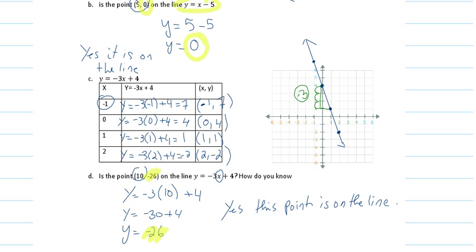What's my run? It's just going over 1, right? See that? So it's 1. So my slope is rise over run, which is negative 3 over 1, which is the same thing as writing just negative 3. Do you see the match? Do the same thing for the previous one, for the top.